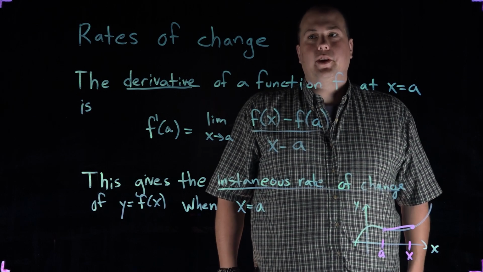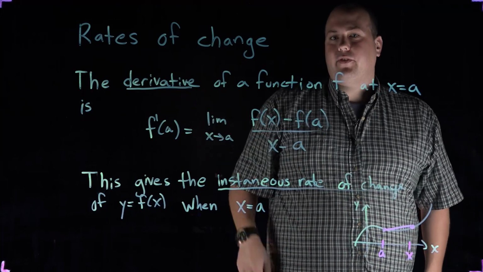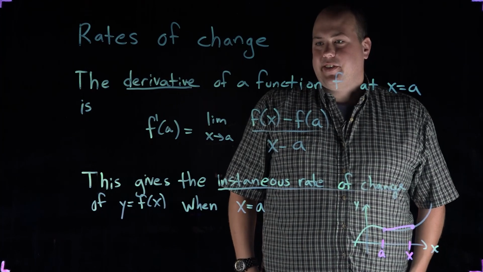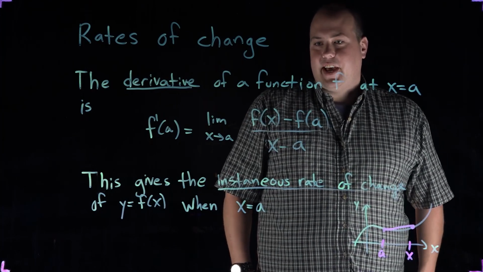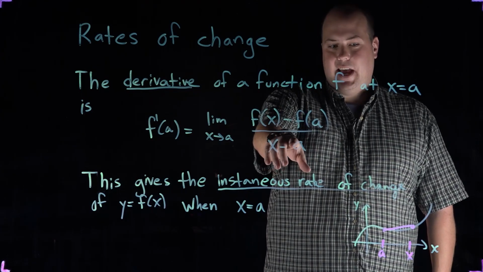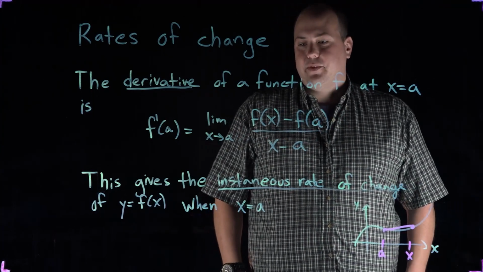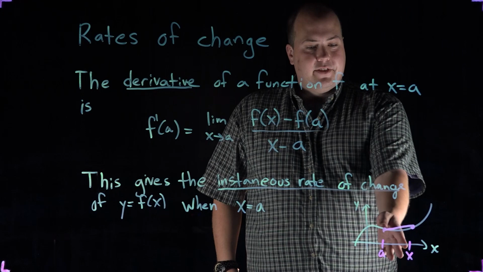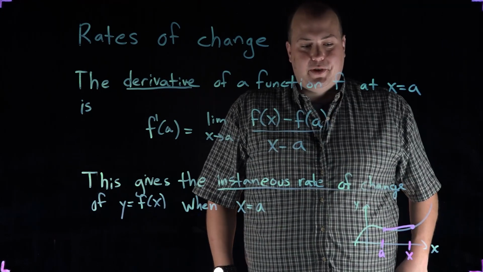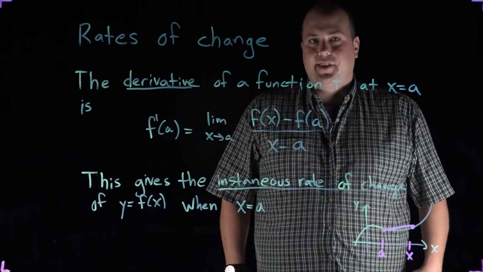Hello, in this video we'll be going over rates of change as a function. As we've seen in class, the derivative of a function f at x equals a, denoted by f prime of a, is equal to the limit as x approaches a of f of x minus f of a over x minus a. This evaluation gives the instantaneous rate of change of y equals f of x when x equals a. As we can see in this diagram, we have the average rate of change between a and x, but if we let x approach a this way, we will obtain the instantaneous rate of change, or the derivative.